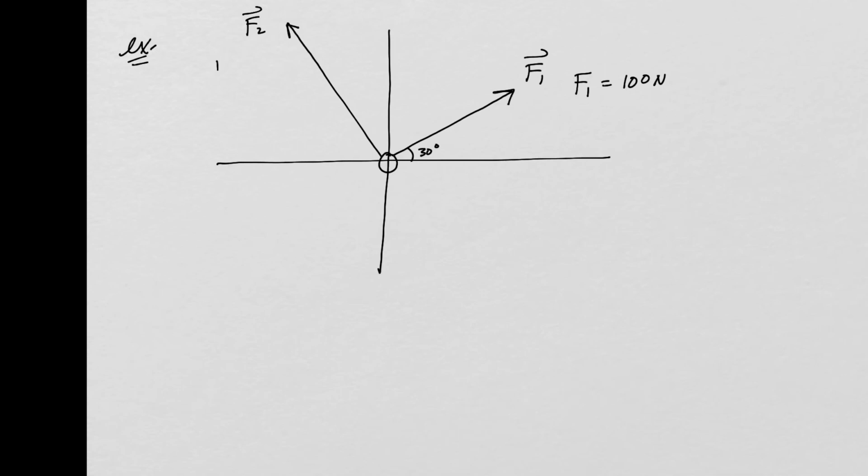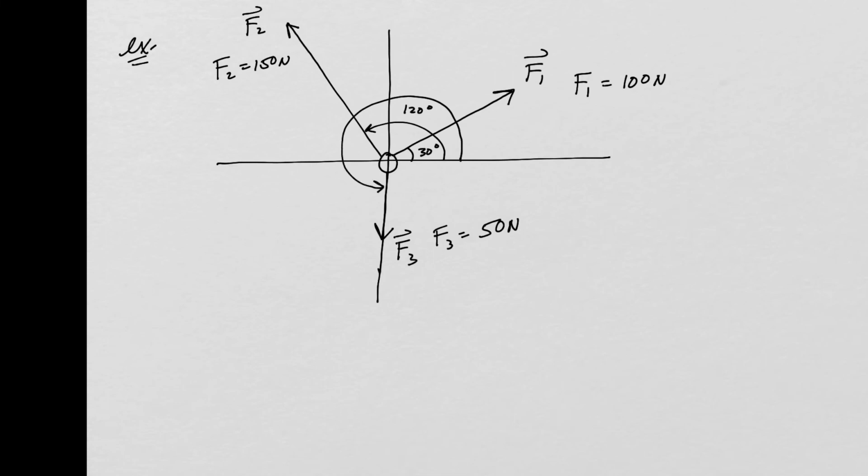Let's say the magnitude is 150 newtons. So I drew it a little bit longer, right? 150 newtons. And let's say this angle is 120 degrees. And let's say I have one more force, say F3. Let's say it's pulling straight down. And let's say its magnitude is 50 newtons. Okay, and so this angle, if I go all the way from the positive x counterclockwise, that's going to be 270 degrees.